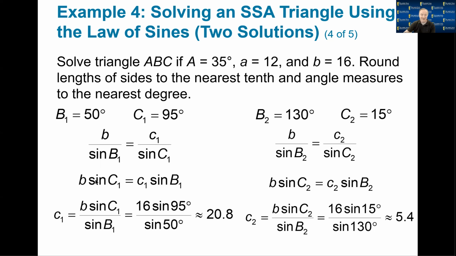So when I solve for C1, from this you can just multiply by the sine of C1 on both sides and get side C1 is going to equal B times the sine of C1 over the sine of B1. Then we plug that information in, and you'll get 16 times the sine of 95 over the sine of 50. And in this case, that reduces down to 20.8. We knew that side C1 would be the longest because the angle opposite it was the largest in this triangle. So it just makes sense that it's going to be larger than 12 or 16.